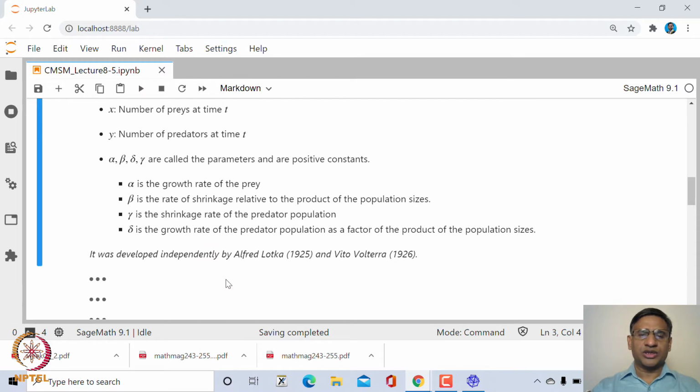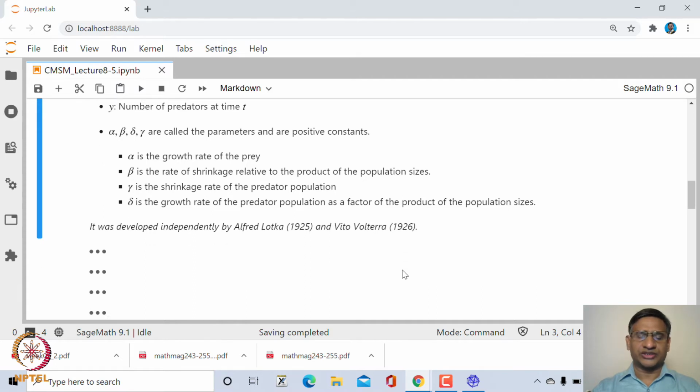This particular model was developed independently by two mathematicians, Alfred Lotka and Vito Volterra, Lotka in 1925 and Volterra in 1926.